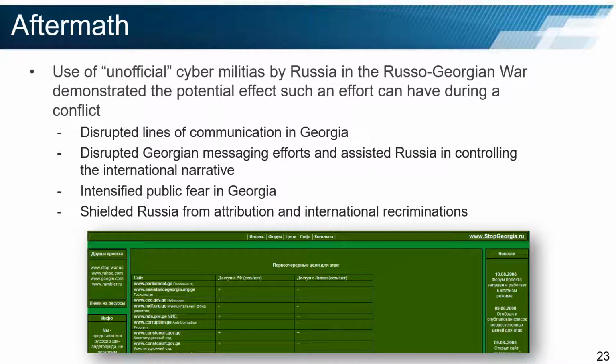Aftermath. The Russo-Georgian War and accompanying cyber conflict demonstrated the potential effects that the use of unofficial cyber militias can have during a greater conflict. These efforts disrupted lines of communication, disrupted Georgian messaging efforts, and assisted Russia in controlling the public narrative internationally. It intensified public fear in Georgia and shielded Russia from attribution and international recriminations. Lessons learned from both the Estonian and Georgia cyber conflicts have shaped Russian doctrine and undoubtedly led to the establishment of Russia's information confrontation doctrine and strong integration of cyber operations that we see demonstrated in Russian capabilities today.